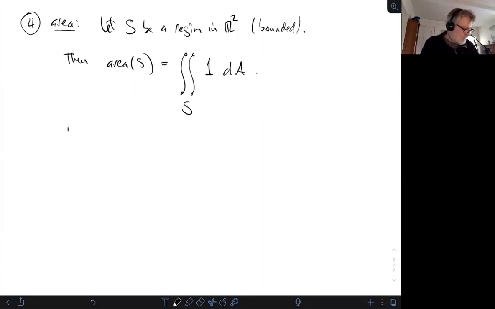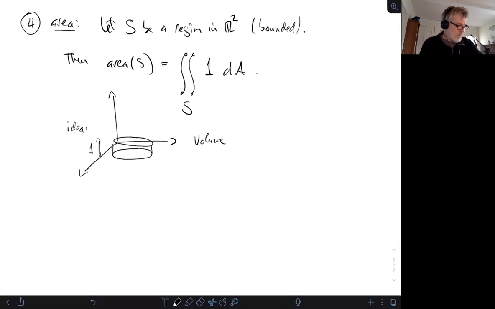So here's the idea. Let's say this is your region S. If you look at something of height 1 over it, then the volume is equal to area of S times 1. That's the idea. So it looks a bit weird to compute an area as the volume of something, but sometimes it's actually very useful. Okay?